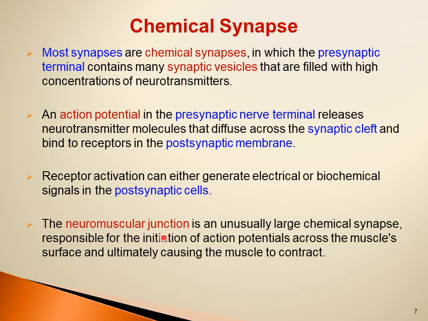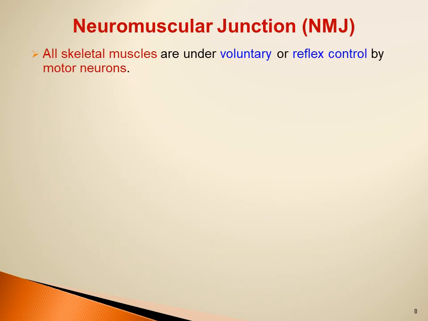The neuromuscular junction, which is the topic of today's lecture, is an unusually large chemical synapse. The neuromuscular junction is a chemical synapse that is responsible for the initiation of action potentials across the muscle's surface, or the muscle membrane, and ultimately this will lead to muscle contraction, the excitation-contraction coupling. Now let's talk about the neuromuscular junction.